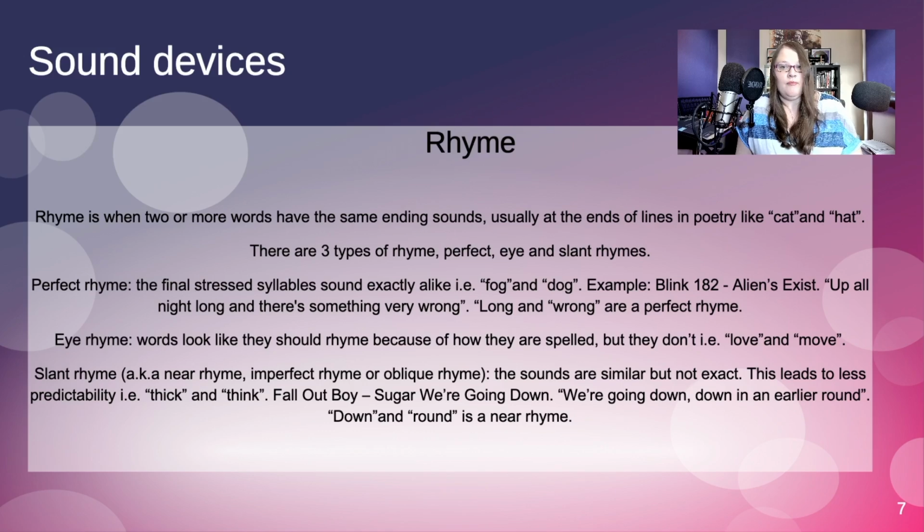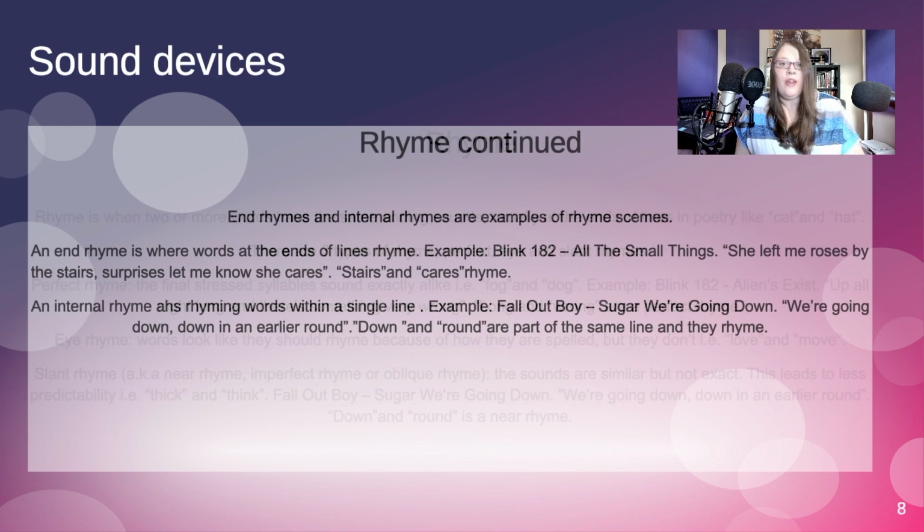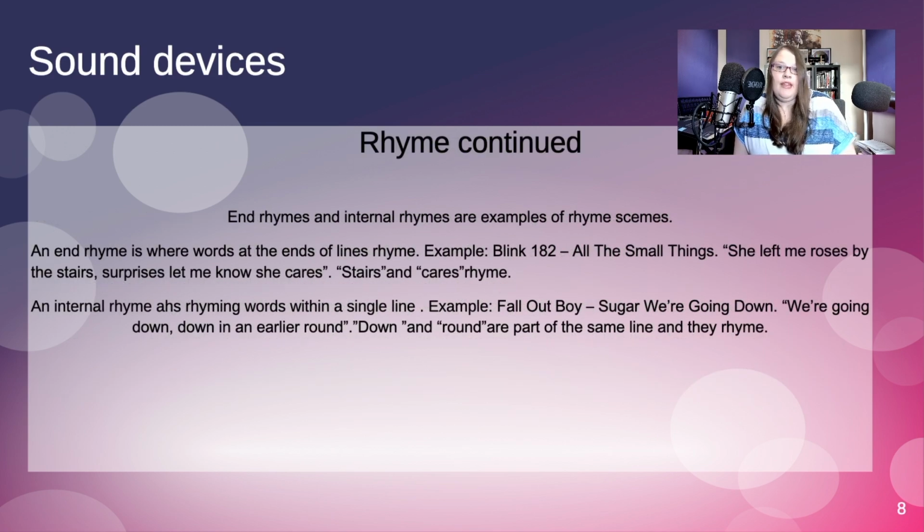And a slant rhyme. It's also known as a near rhyme. It's close but not perfect. An example is a Fall Out Boy song. The lyric, "We're going down, down in an earlier round," down and round almost rhyme. Rhyme positions. End rhyme. In Blink-182's All the Small Things, "She left me roses by the stairs, surprises let me know she cares." There's a rhyme at both of the ends of the lines. An internal rhyme, which is a rhyme within the same line. Fall Out Boy again, "We're going down, down in an earlier round."